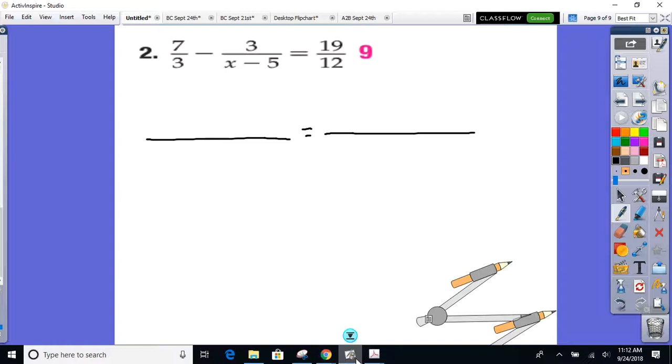I can do the 12. I can definitely do the 12 out of 3 and 12. And what's left over, Trent? Okay, so here's my common denominator. Good so far, AJ. 12 times x minus 5. All right, let me know what I got to multiply the 7 by then.